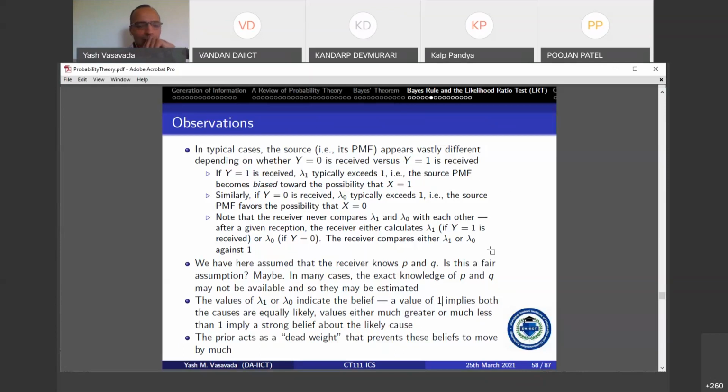Okay, now other thing is that you will see, maybe I'll show to you some diagrams, and in that you will see that your prior, this Q, acts in a way to control your beliefs about the possibility of the two causes, right? So what do I mean by this?